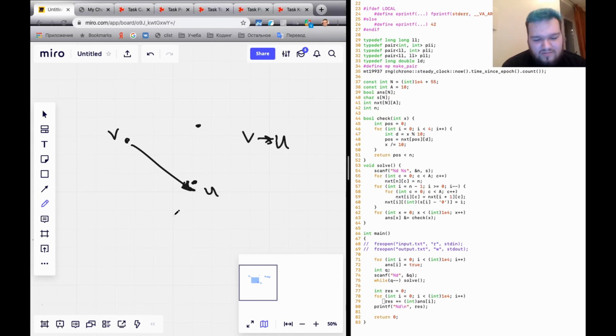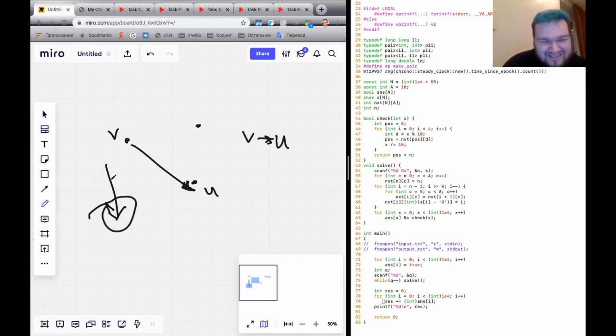We can build strongly connected components for this directed graph. And let's look at some strongly connected component which doesn't have incoming edges from other components.